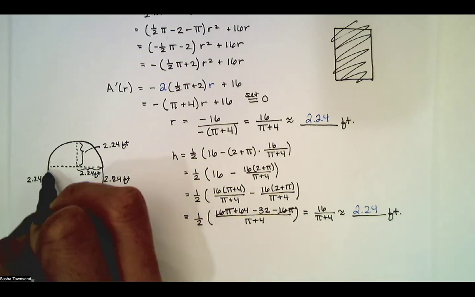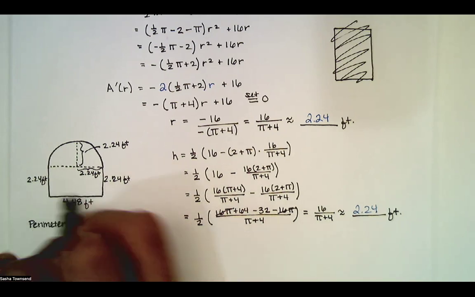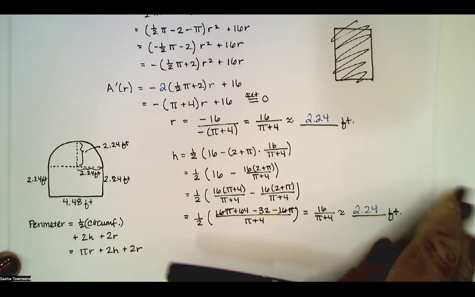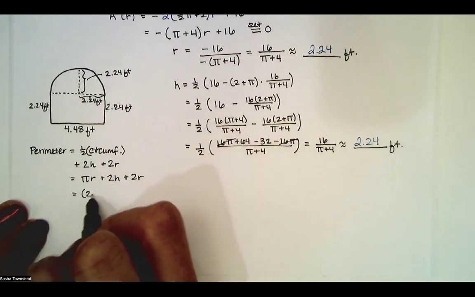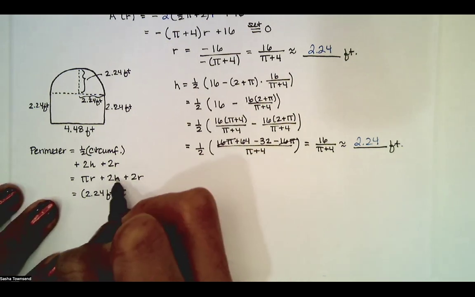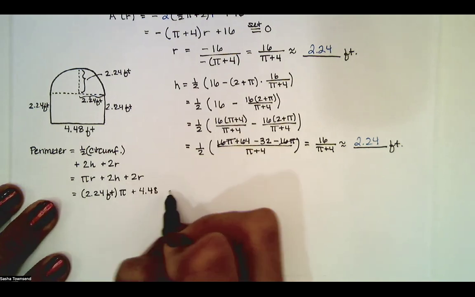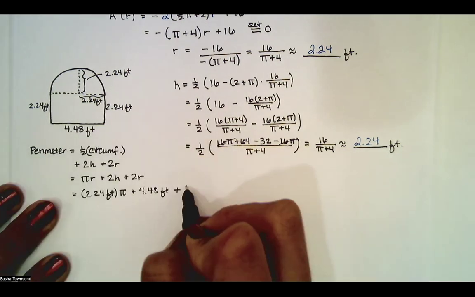And then we're going to add 2 of those heights. And then 2 times the radius down there. Now the circumference is 2 pi r. So we're just going to have pi r plus 2h plus 2r. So this here is 2.24 feet times pi. And then we have 2.24 feet times 2, which is going to be 4.48 feet for this dimension and this dimension. And then we're adding that 4.48 feet on that dimension as well.